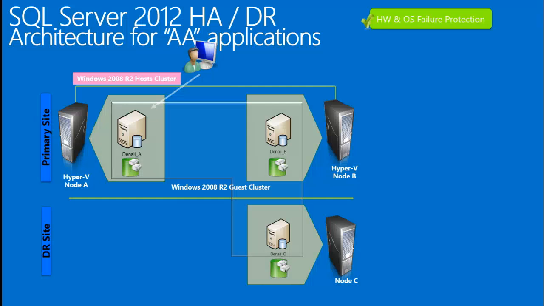The second cluster we present in this environment is the guest cluster. For AlwaysOn, it requires the SQL instances participating in the AlwaysOn to be in one Windows cluster. So we have the two sites, and we have one cluster spanning the two sites with the 3 nodes participating in the cluster. So we have Denali A, B, and C instances in one Windows cluster.